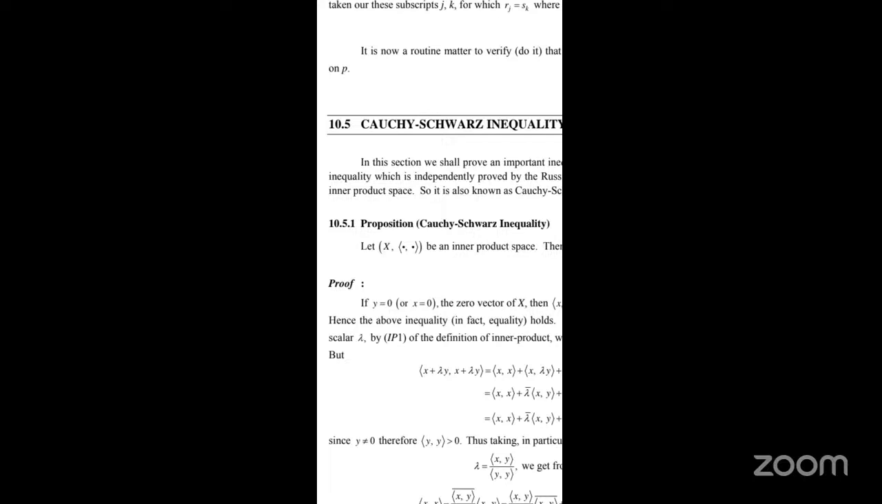How to prove the Cauchy inequality? In examinations, the question is given as state and prove the Cauchy-Schwarz inequality, or explain the Cauchy-Schwarz inequality. Sometimes this inequality is also called the Cauchy-Schwarz-Bunyakovsky inequality.